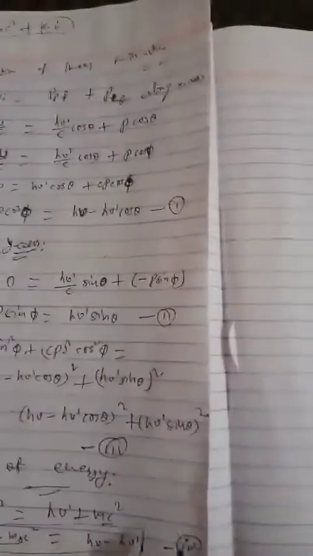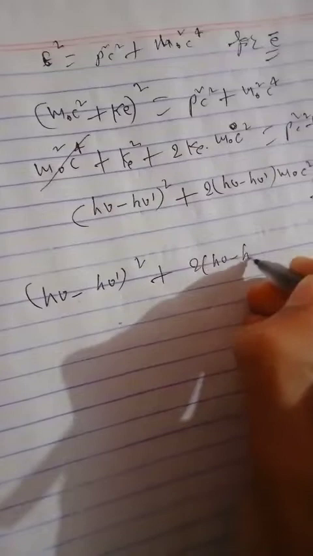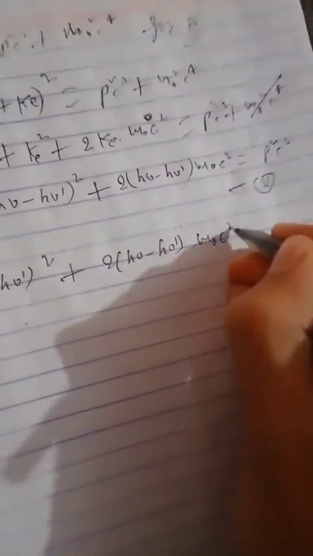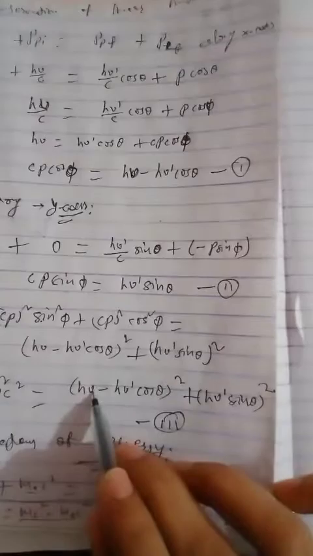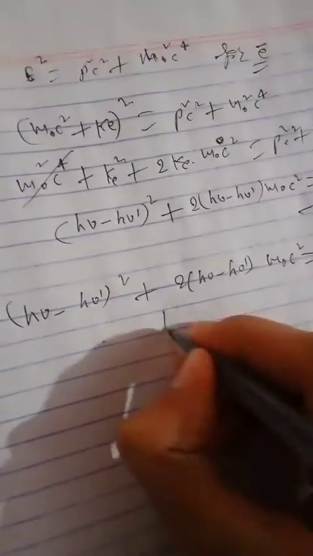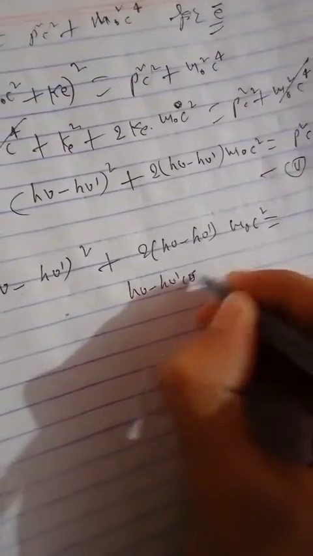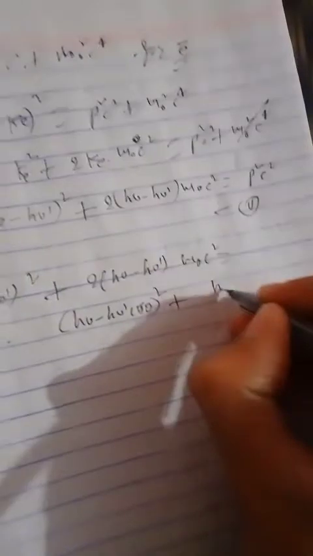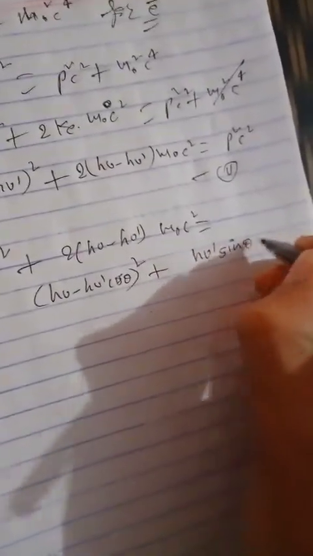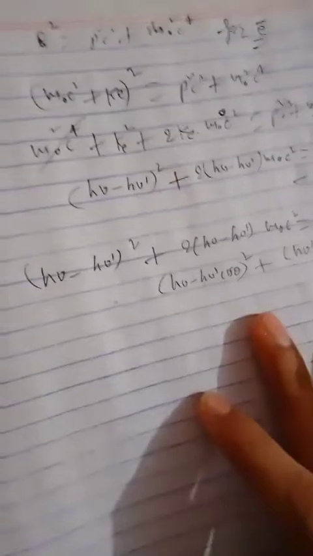Look at equation number 3. It has p square c square, so we can use the value of p square c square from equation 5 in equation 3. We simply replace it. So we have h nu minus h nu prime whole square plus 2 into h nu minus h nu prime into m naught c square is equal to h nu minus h nu prime cos theta whole square plus h nu prime sin theta whole square. We just have to simplify it.